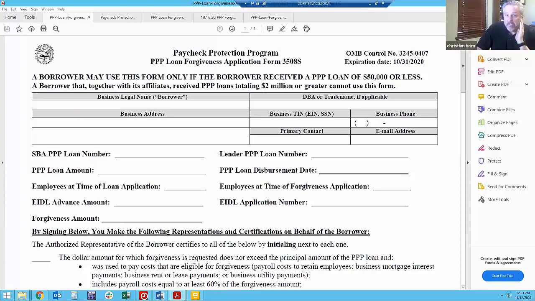John has a question. When does interest start? Interest should have started day one, when they disburse the money, similar to the EIDL. But it's not due if it's forgiven. Correct. But if you wait a year, the interest will be accrued back to the beginning. From my understanding, yes. Okay.